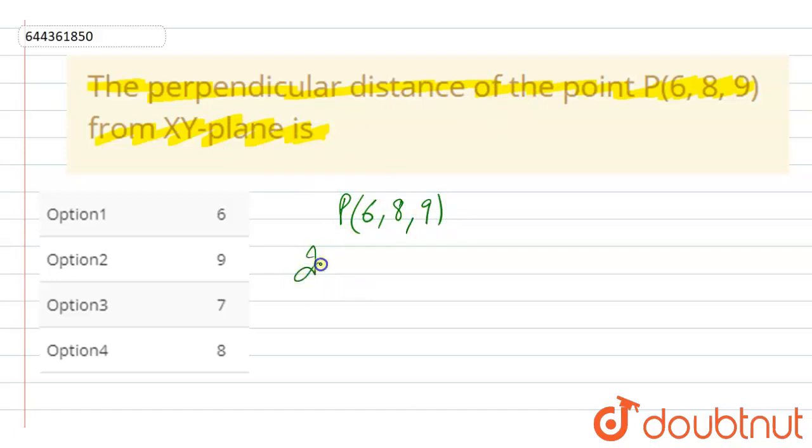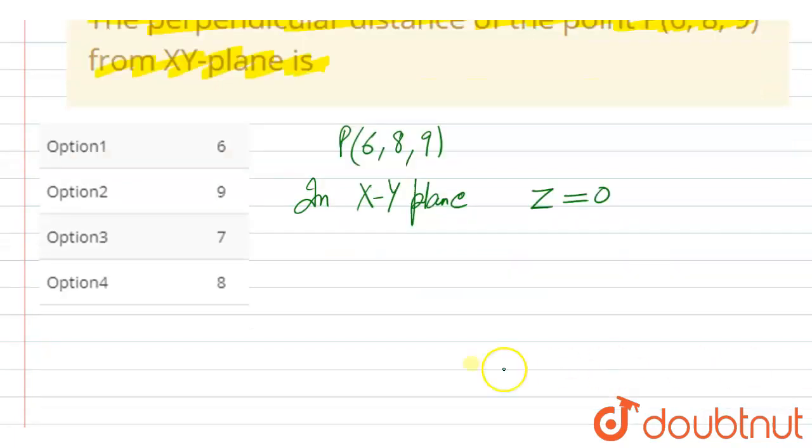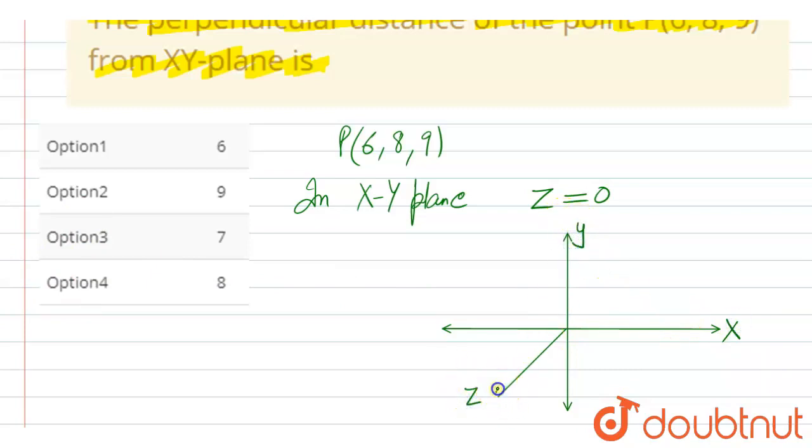Now we know in XY plane, the Z coordinate is 0. Okay. Now this can be understood like this. Suppose this is a coordinate system like this, and like this. This is XY plane, and this is Z coordinate. Okay. Now this point would lie somewhere here in 3D.